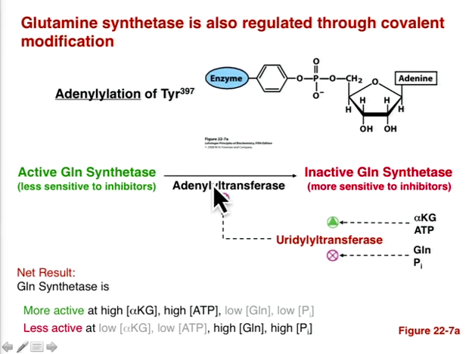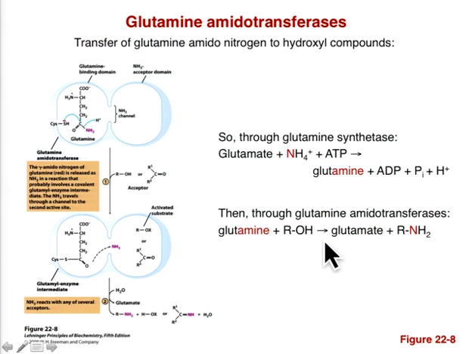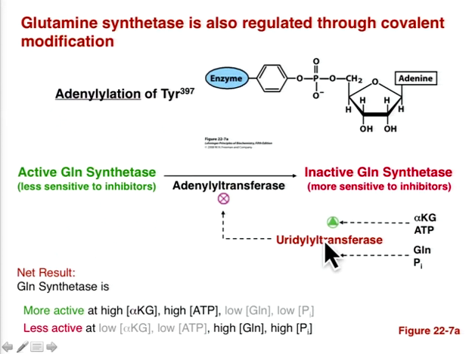This enzyme is also activated or inhibited by a uridylation. The uridylation of the adenylyl transferase turns off the adenylyl transferase. And this uridylyl transferase is itself allosterically regulated. So this is a cascade of inactivations, but the starting point is here at this uridylyl transferase. It is turned on by alpha-ketoglutarate and ATP.